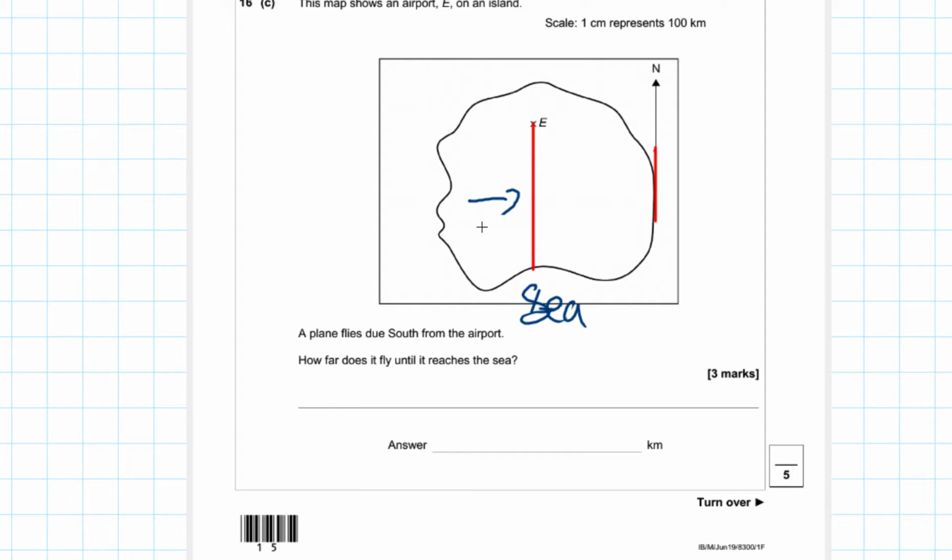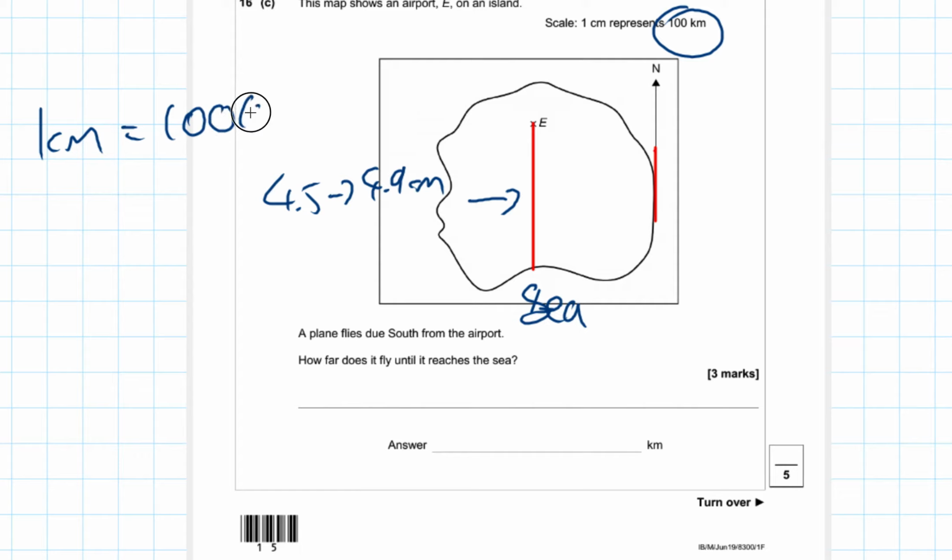On here, I do not have a ruler necessarily. They say that the distance should be between 4.5 to 4.9 centimeters. From here, you use the scale, so whatever value you got, make sure you multiply it by 100 kilometers, because 1 centimeter equals 100 kilometers. So for example, if you had 4.5 centimeters, you need to times this by 4.5. So 100 times 4.5 is 450 kilometers.